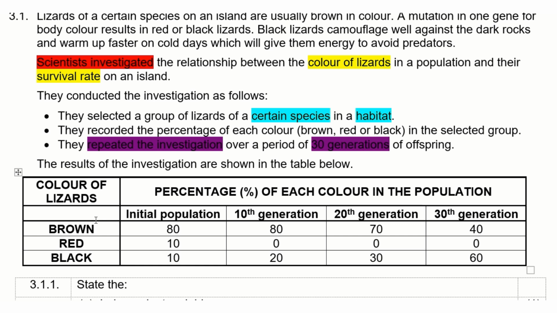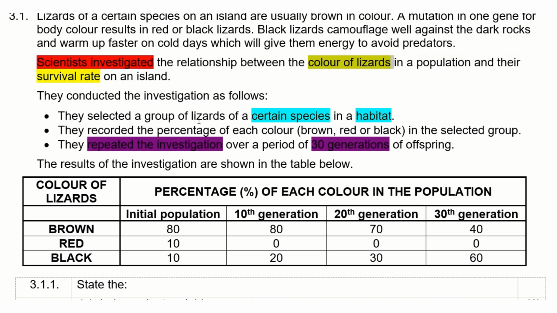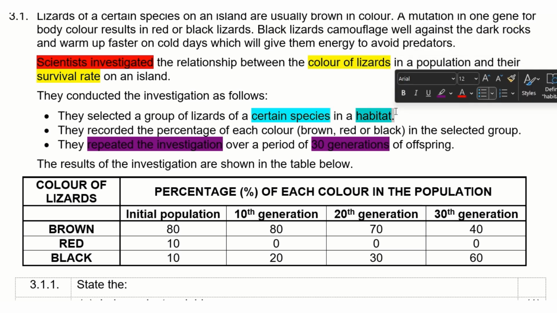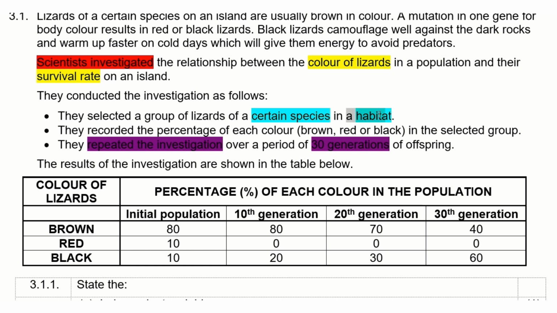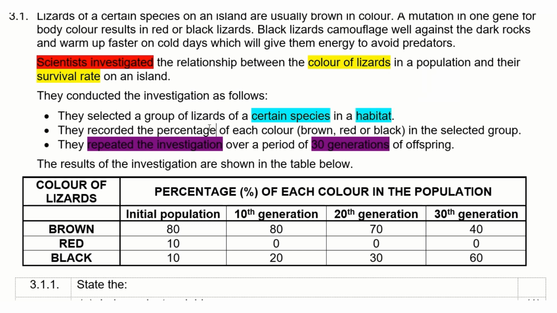The only thing that is allowed to change in an investigation is the independent variable. So in this case, the color of lizards is the only thing that should change. Everything else should be the same. So we should use the same species and we should use the same habitat. That can be our first answer, the same habitat. But now we need to find another thing that could remain the same.